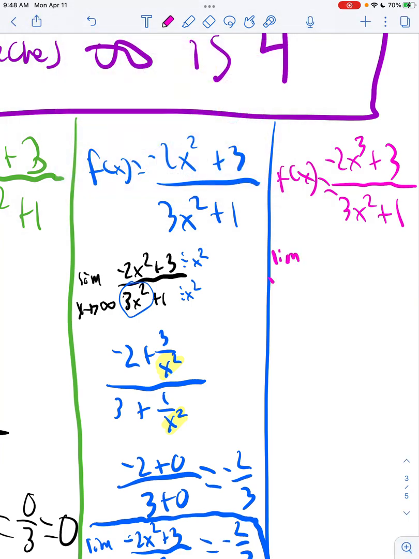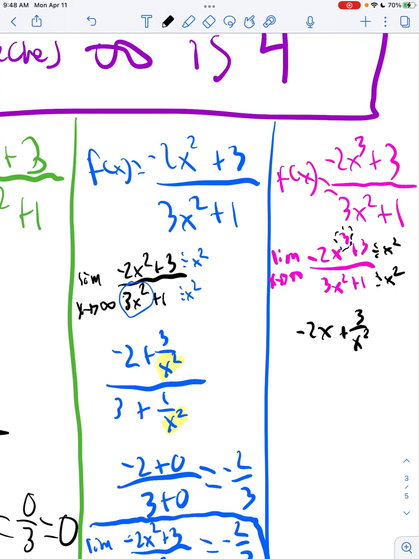Last example over here on the right. You can see it is a little tedious writing all of these out. But again, you got to show your work properly so that people will understand what you're trying to say. So same as we did in the other two, we're going to divide each term by x squared. So some stuff is going to cancel out. Therefore, this time we are actually left with an x in our numerator because it's a power of 3. 3 minus 2 is 1, so it's still there. Plus 3 over x squared all over 3 plus 1 over x squared.